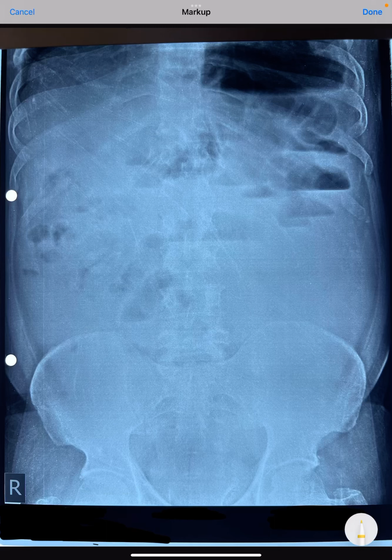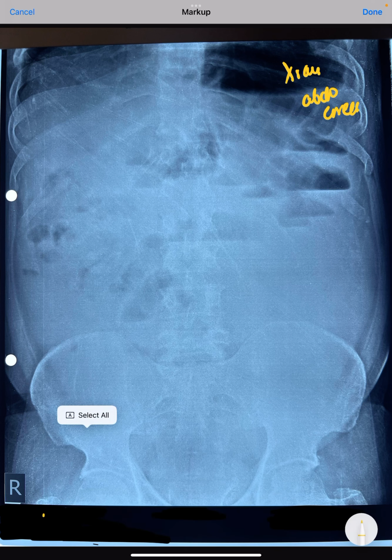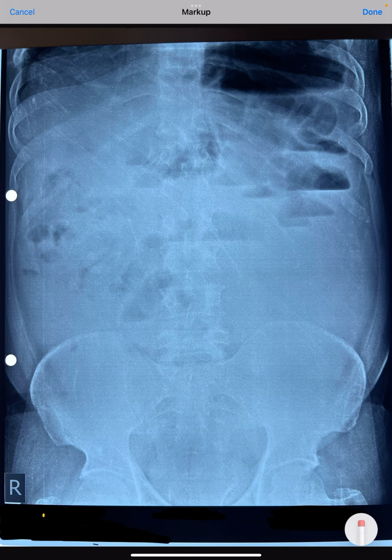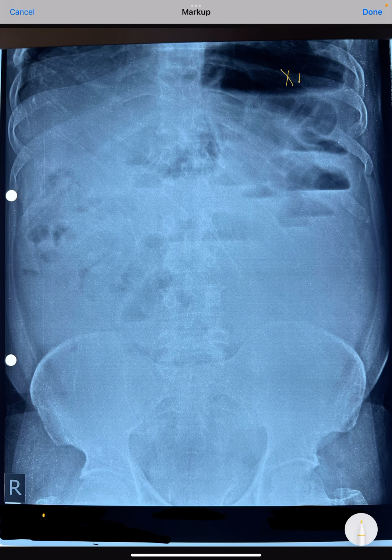Now we have a very interesting X-ray of the abdomen erect, which was a very typical finding. You can simply pause the video and try to find out what the problem is in this. When we try to find out what we can see, this is a very typical X-ray of abdomen erect showing multiple air fluid levels.